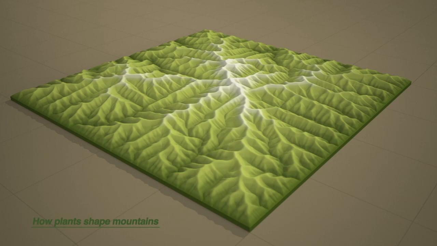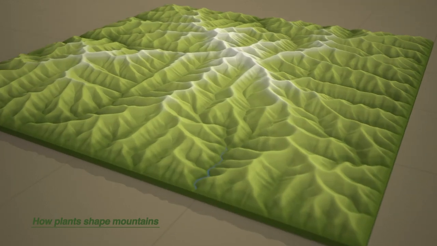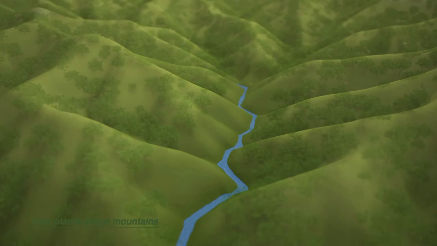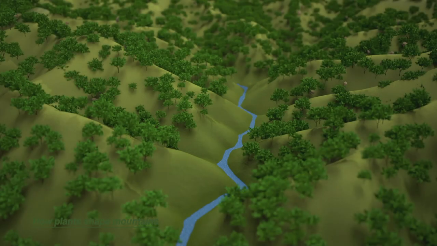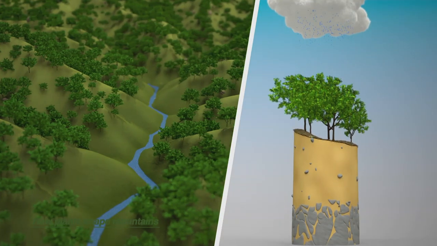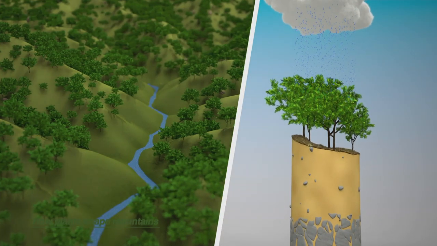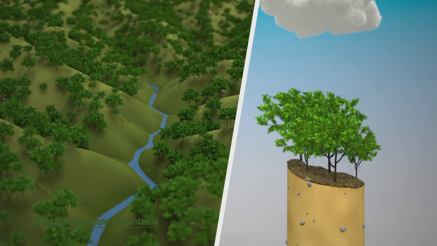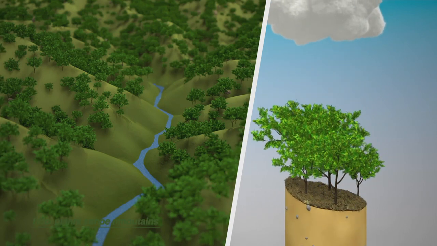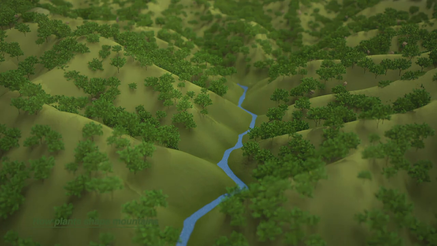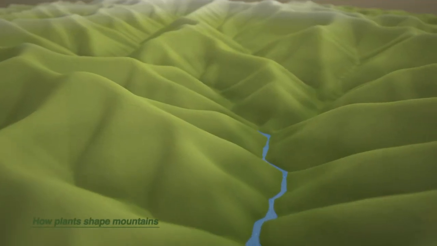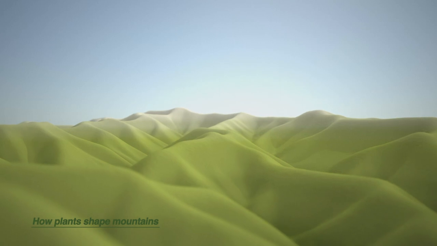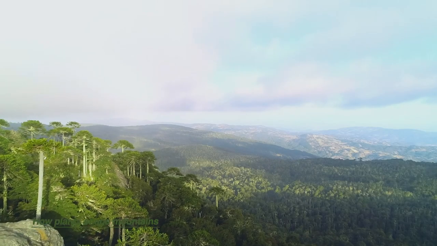If we zoom into one catchment, we see that vegetation obstructs the flow of water and focuses it in channels. We can also see the deep weathering of rock by water and plant roots. This landscape is very similar to what we see in Parque Nacional Nahuelbuta in south central Chile.